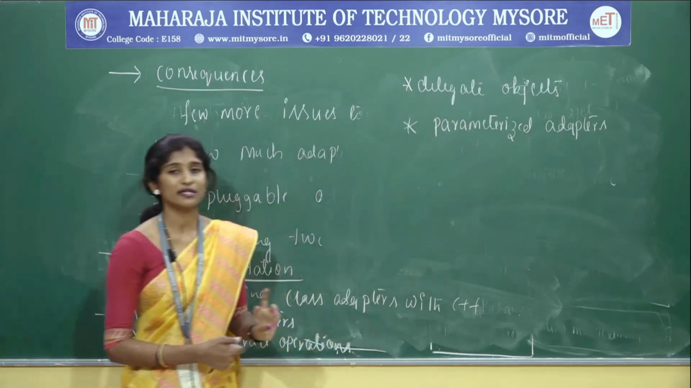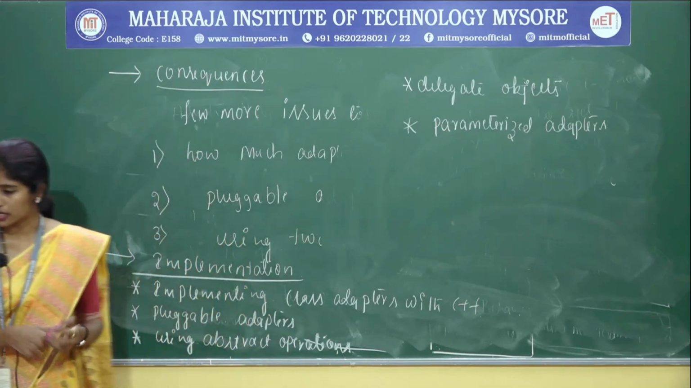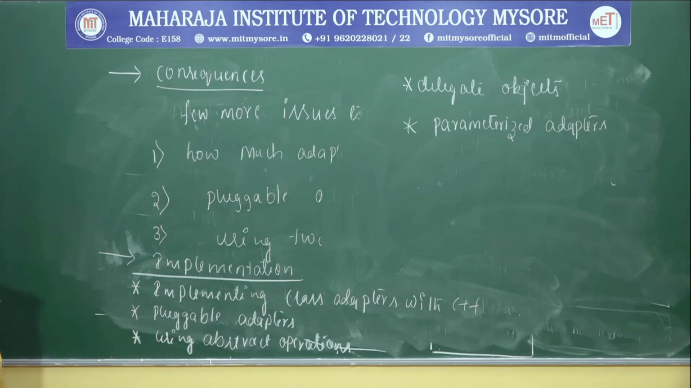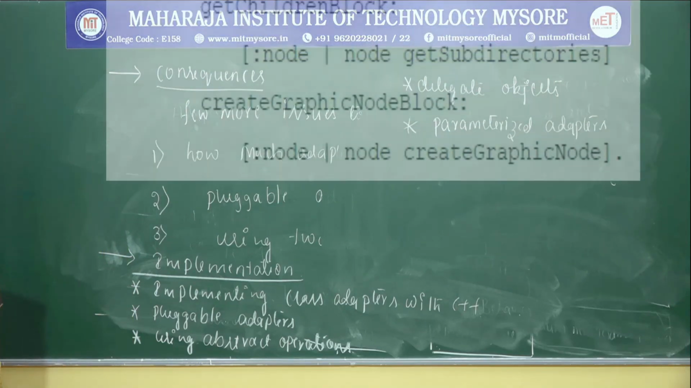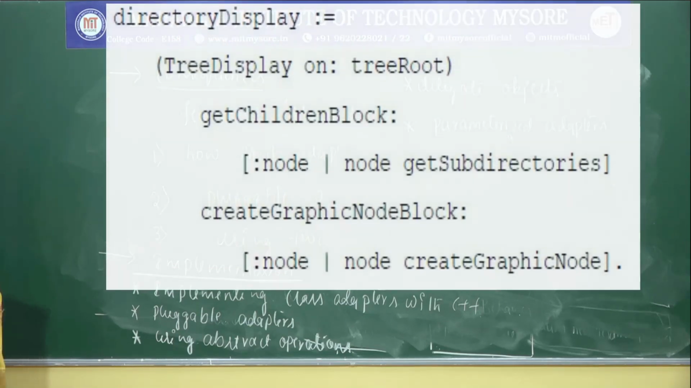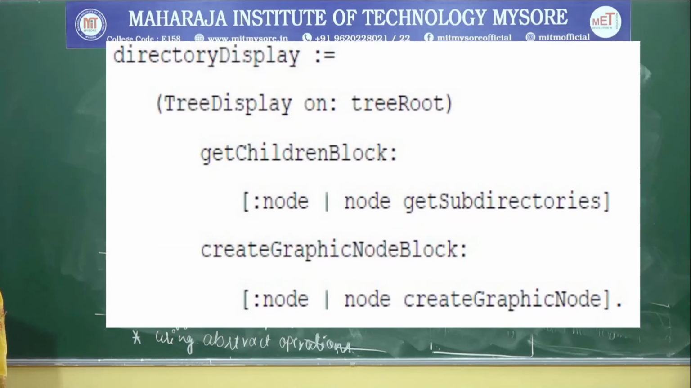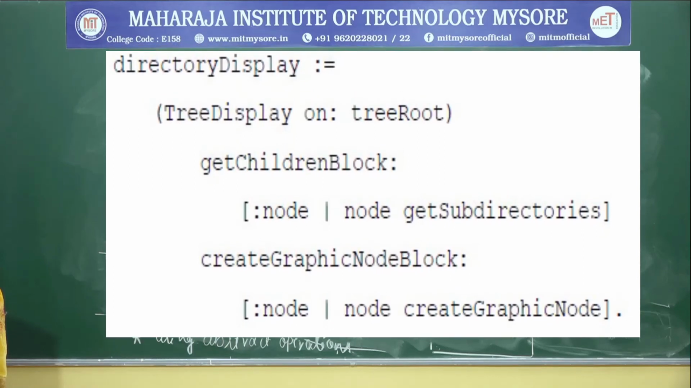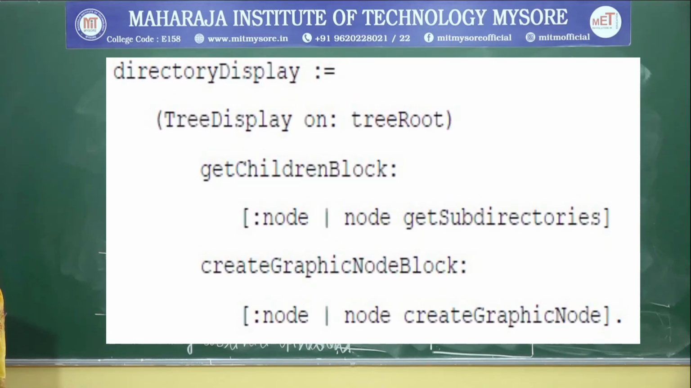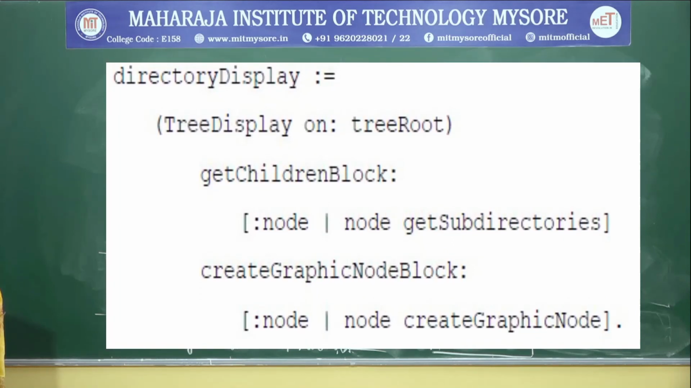And then you have got parameterized adapters. Parameterized adapters can be used, and they include different kinds of notations. For example, you can go with this coding part in the parameterized adapters. You have got the directory display, and within that you have got tree display, tree root, and get children block. You have got a node, get subdirectories, and a node block. It is going to have the parameters.